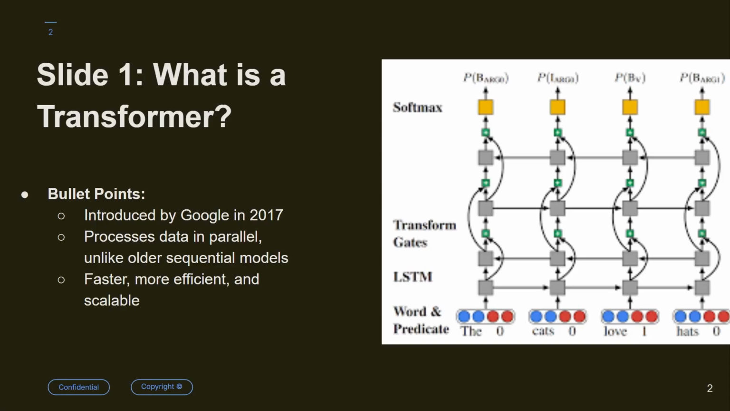Now, you might be thinking, what is a transformer? So, let's go back to the basics. The transformer is a type of neural network architecture introduced by Google researchers in 2017. Unlike traditional models that process text sequentially, transformers process entire sequences in parallel, making them much faster and more efficient.